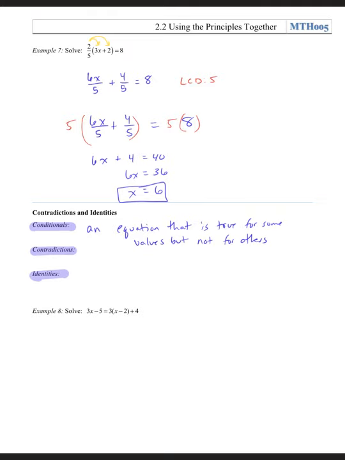Everything we've looked at so far is a conditional. It's saying, for example, in the previous one, this equation is true under the condition you use 6. So it's true for this value, but not for others. A contradiction means there isn't any solution. So there is no solution. That means there isn't anything that would make that equation true. Whereas an identity means anything would make it true. So we would say any real number would make it true.